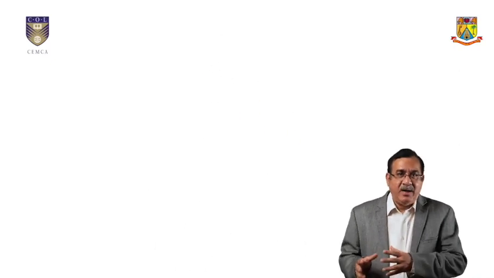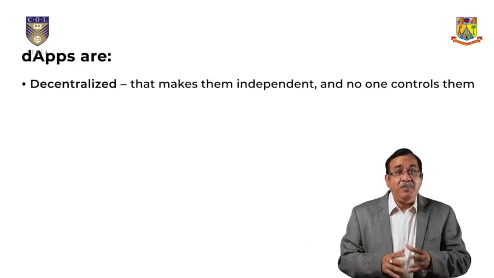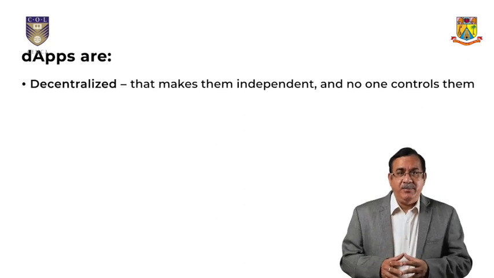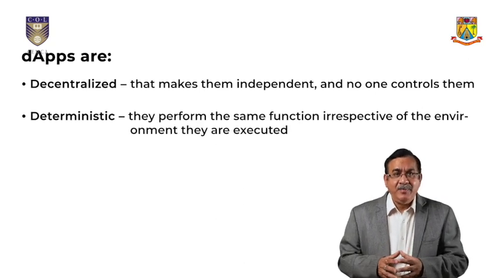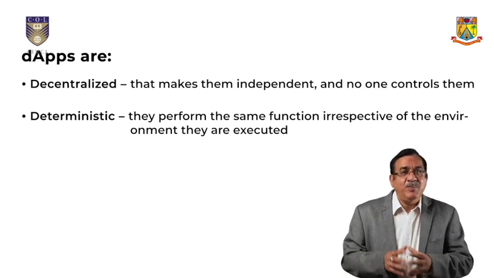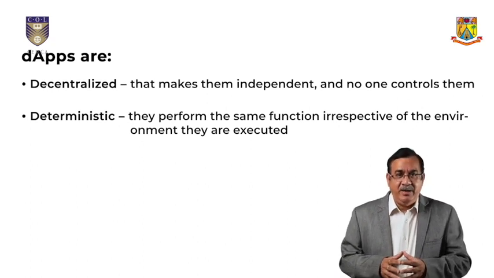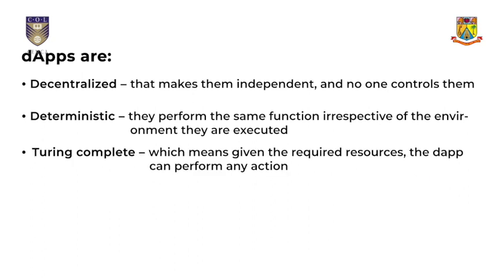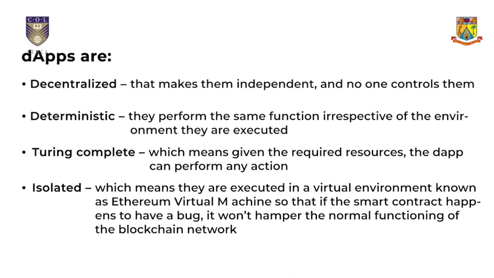Summarizing, dApps are decentralized. That makes them independent and no one controls them. They are deterministic. They perform the same function irrespective of the environment they are executed in. They are Turing complete, which means given the required resources, the dApps can perform any action. They are isolated, meaning they are executed in a virtual environment known as Ethereum virtual machine, so that if the smart contract happens to have a bug, it won't hamper the normal functioning of a blockchain network, in this case Ethereum.